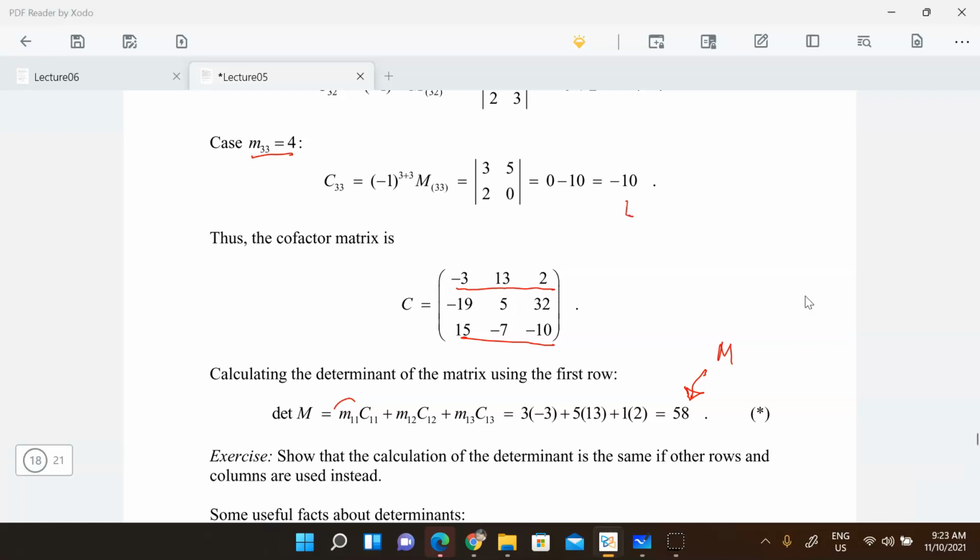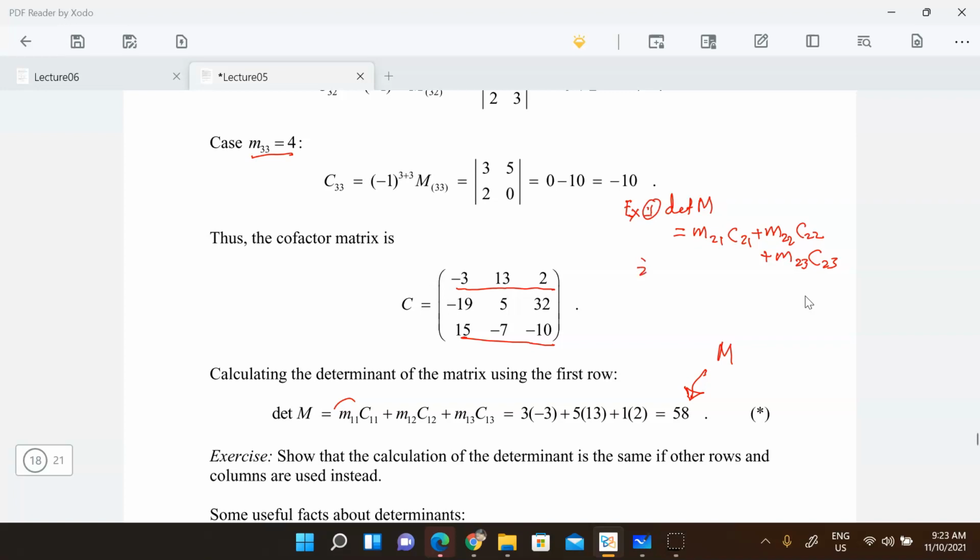Okay, maybe as an exercise, do this for two cases. Determinant M by expanding about the second row: M21 C21 plus M22 C22 plus M23 C23. Okay, check the number. It should be the same as the number 58 over here. And then this is one.